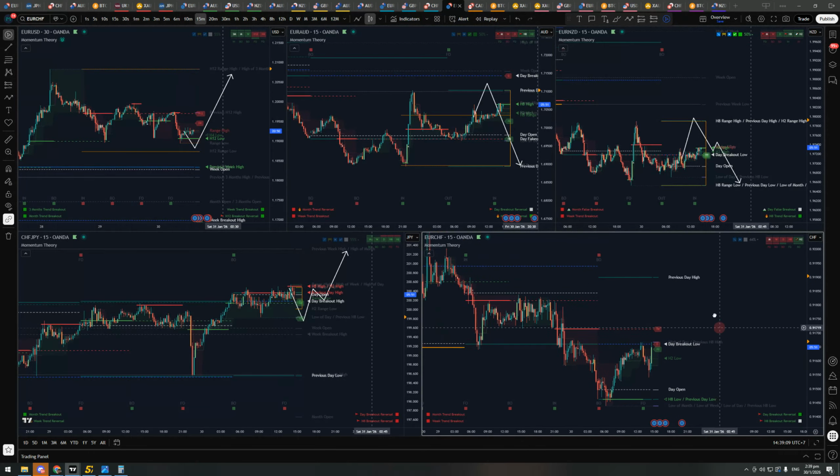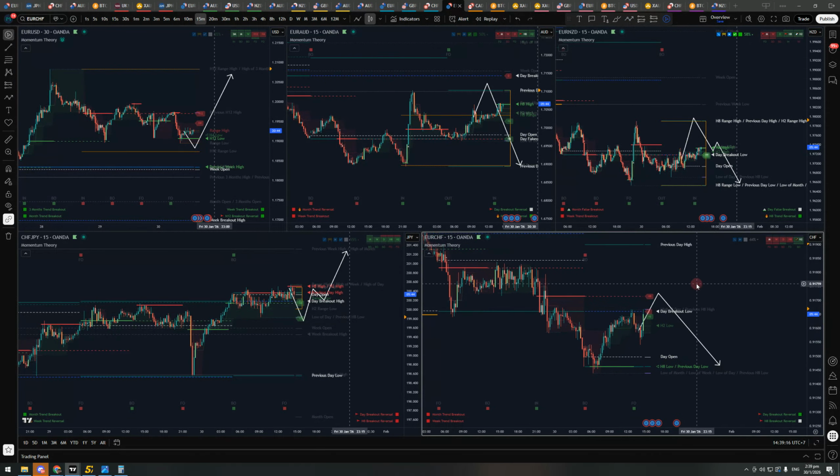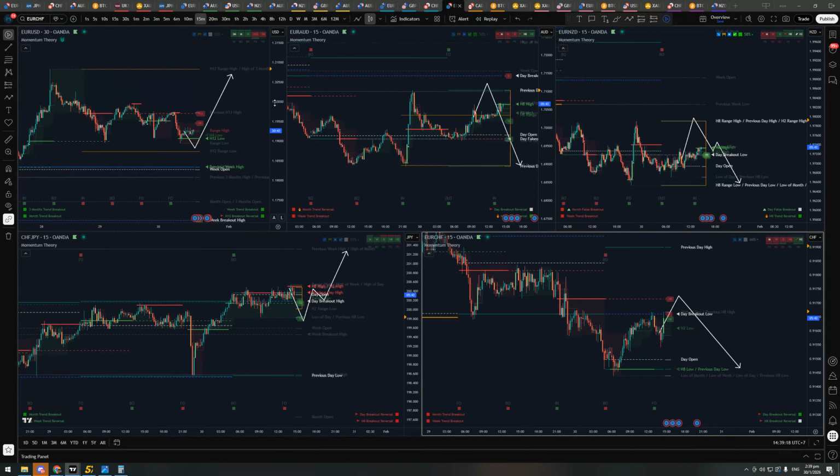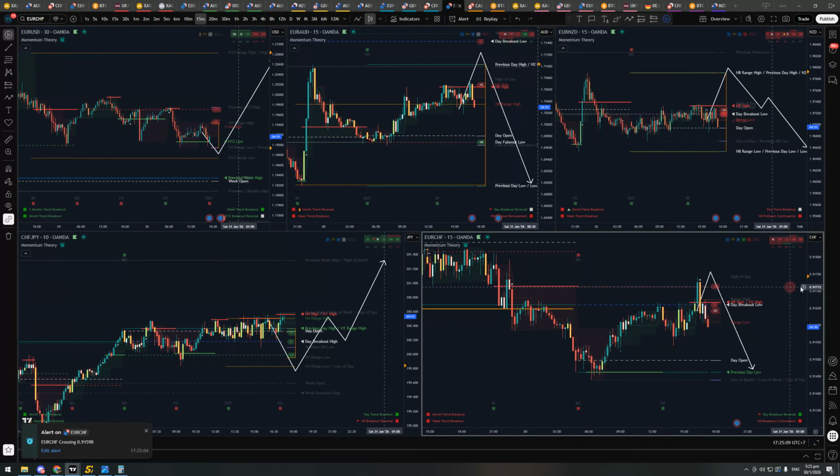Euro Swiss trend retracement setup here. All right, so that's my day trading setups I'll be looking for in London session. All right, Euro Swiss coming on down, 5-minute closure below. I'm taking entry on this one.